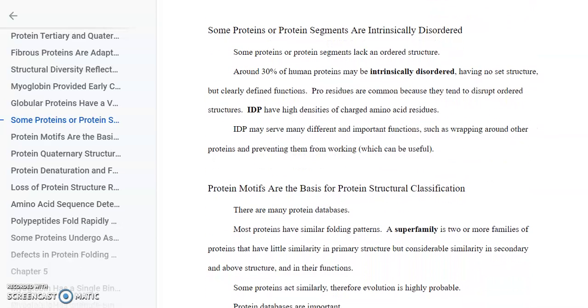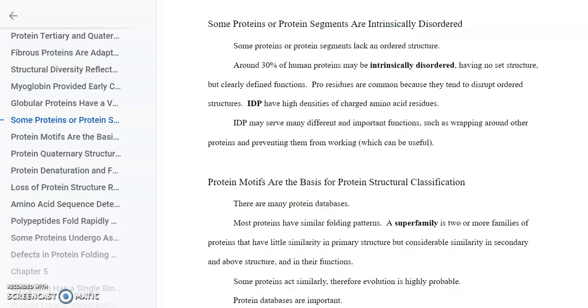Some proteins or protein segments are intrinsically disordered. Some proteins or protein segments lack an ordered structure. Around 30% of human proteins may be intrinsically disordered, having no set structure but clearly defined functions. Proline residues are common because they tend to disrupt ordered structures.